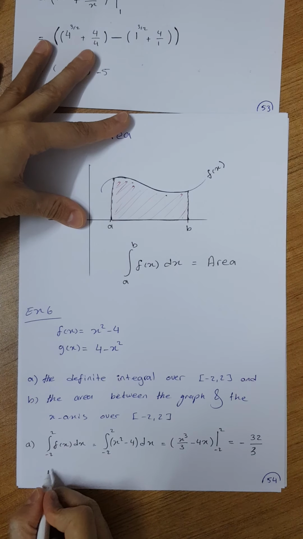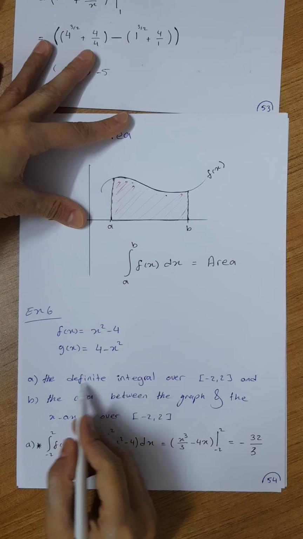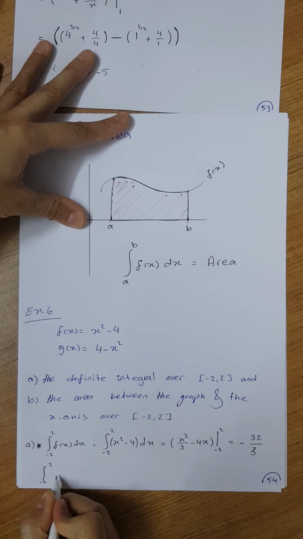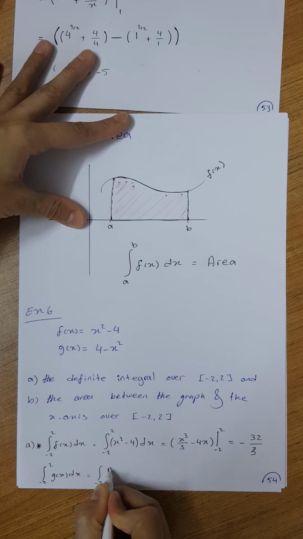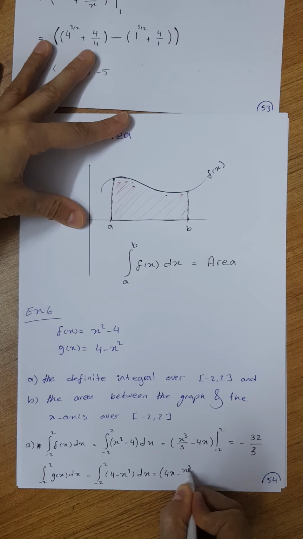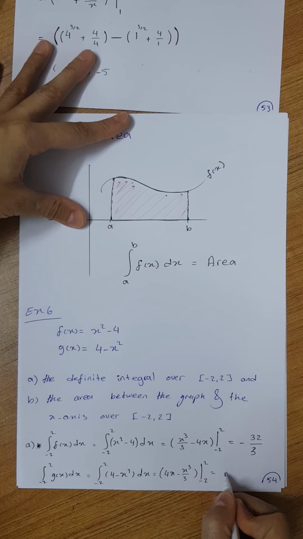That was the definite integration of the function f of x. It says find the definite integral of g of x also. So I have to find g of x dx from negative 2 to 2, that's 4 minus x squared dx. The integration of this one is 4x minus x to the power of 3 over 3, from minus 2 to 2. When you calculate this one, you will get 32 over 3.